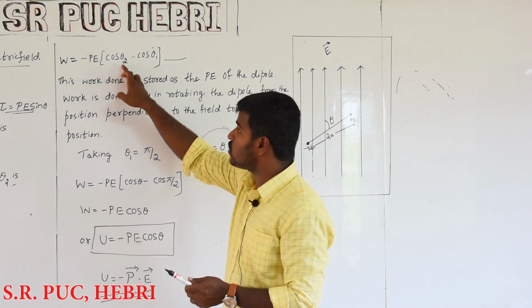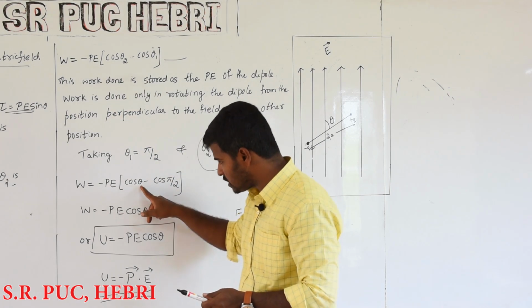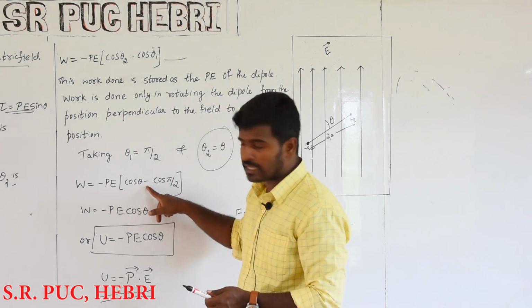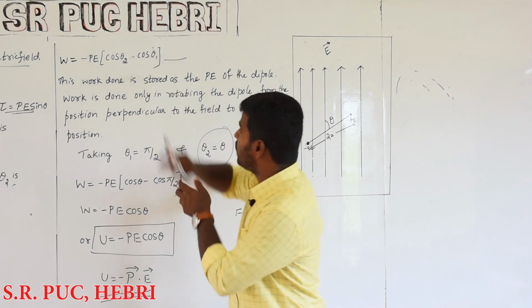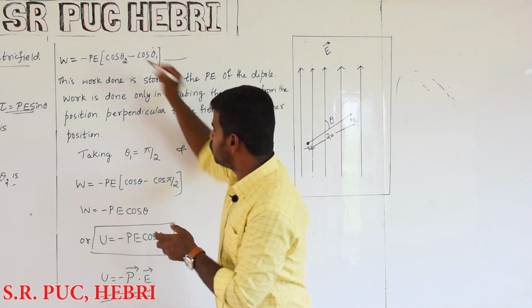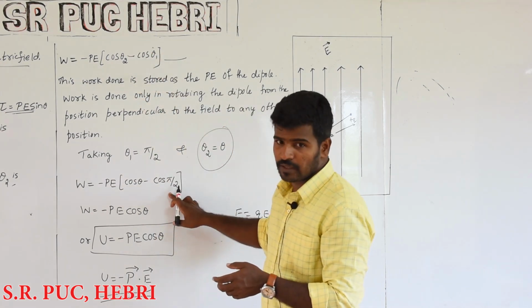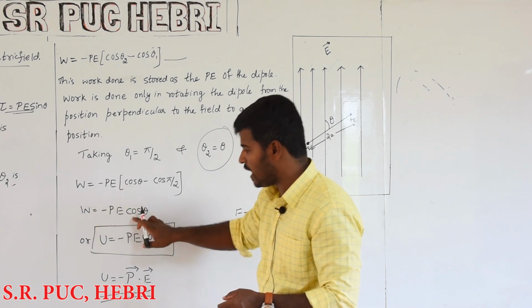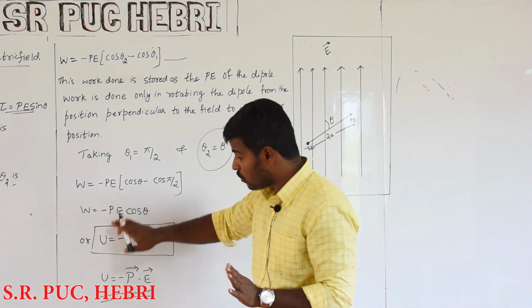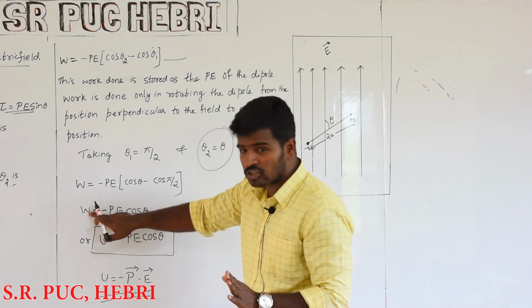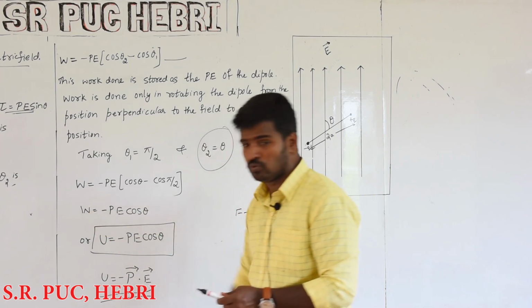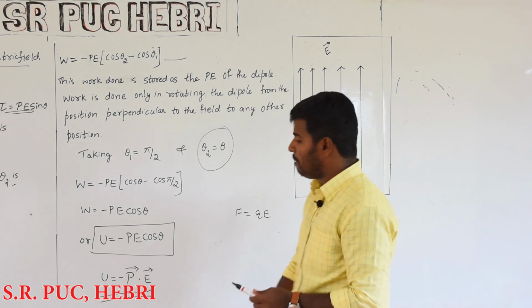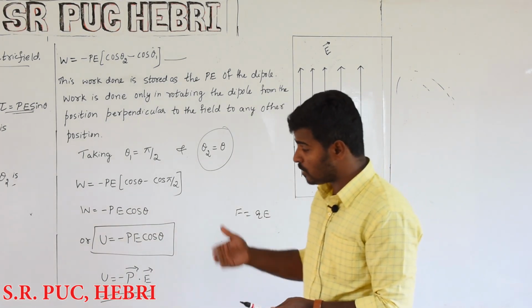In the place of cos θ2 will be written cos θ itself. Minus is as usual. Cos θ1 is expressed by π/2, therefore cos π/2, cos 90 will be 0. Therefore, W is equal to minus PE cos θ is the equation. This work done is stored as energy. Therefore, according to the definition, work done is replaced by U. Therefore, U is equal to minus PE cos θ.